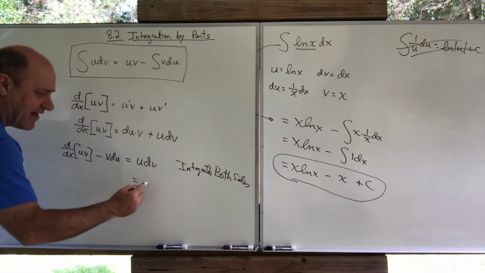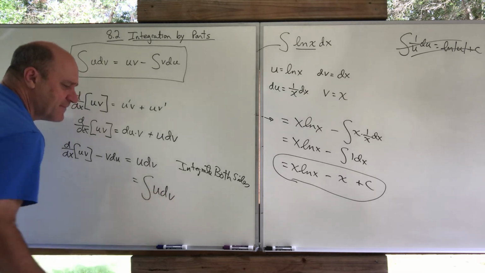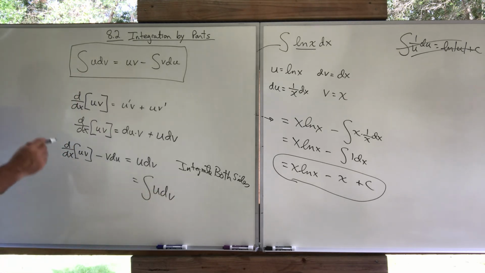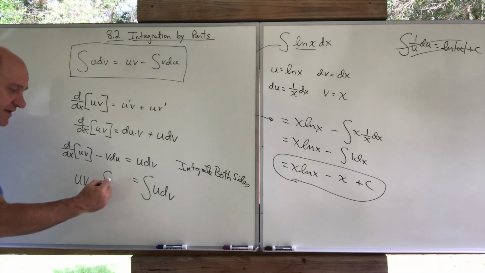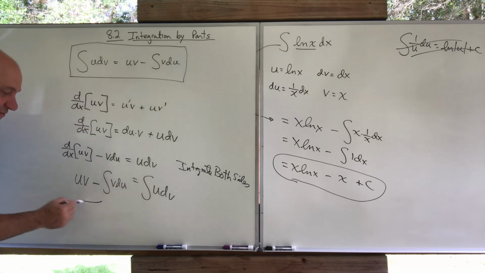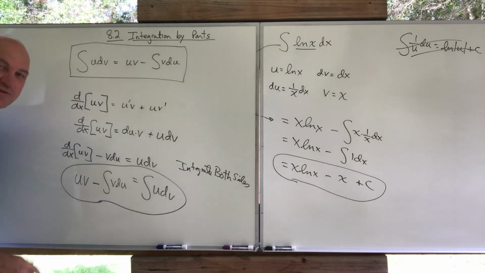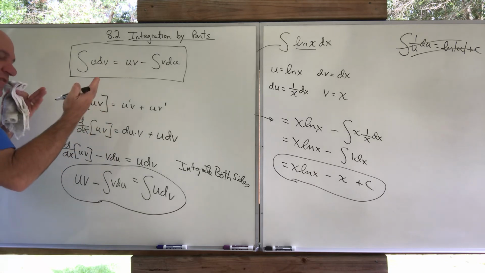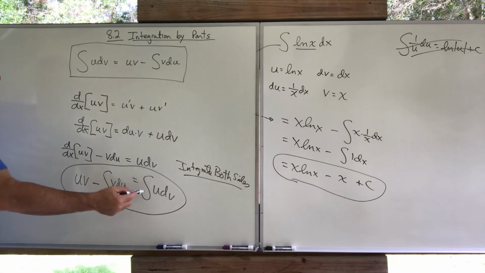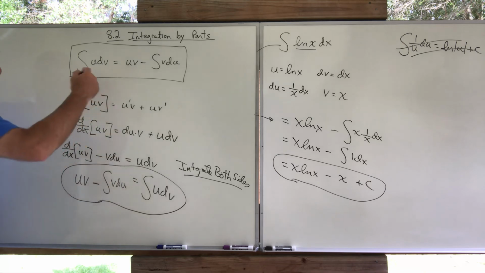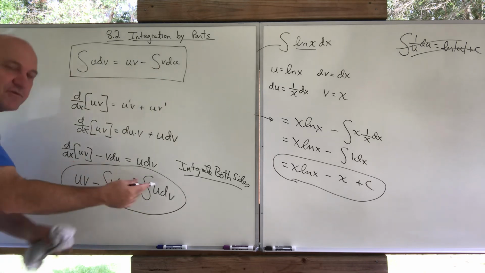On this side, I'll have the integral of u dv. On this side, I'll have the integral of this derivative. Guess what the integral of a derivative is? It will just be uv, minus the integral of the other term. Hey, I think we just stumbled upon the integration by parts formula. It came from the product rule, rearranged, and then integrate both sides. And we get the integral of u dv equals uv minus the integral of v du. That's the formula, written backwards.